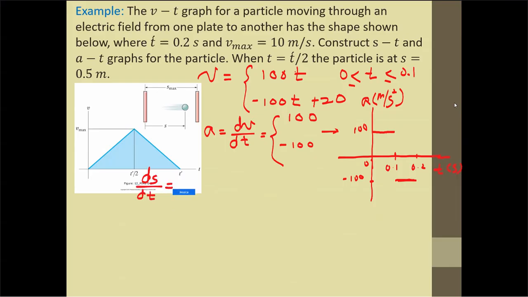First time interval, between 0 and 0.1 seconds. ds over dt, that is 100t. Solve for ds. That equals 100t dt. Integrate separately.